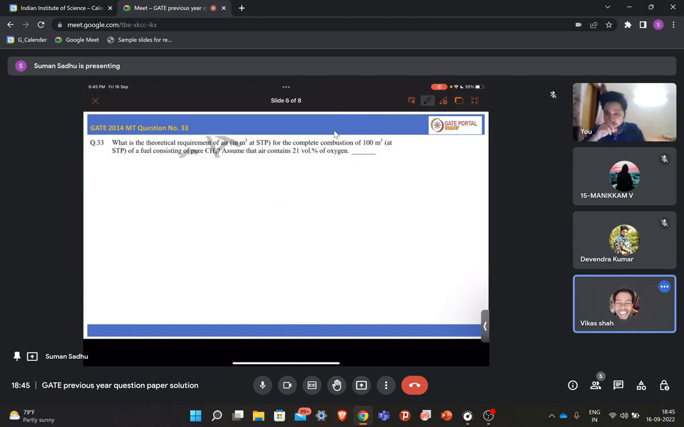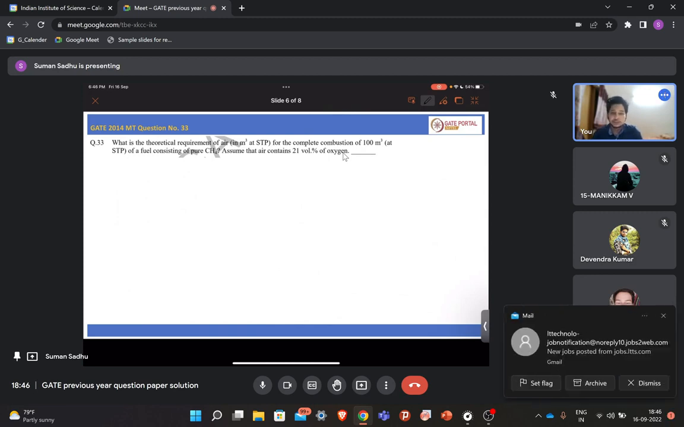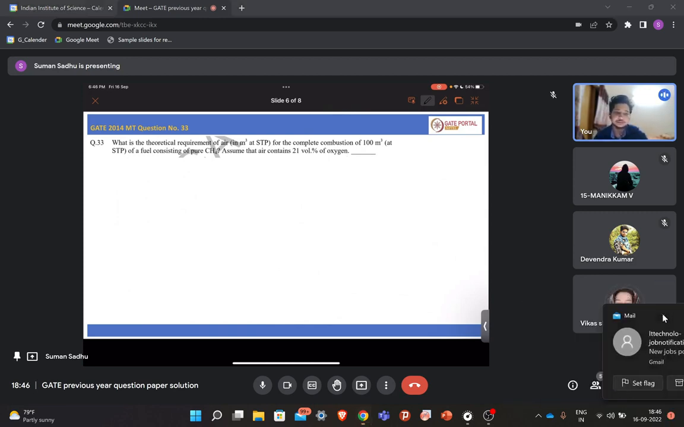Okay, so now this is question number 33 of GATE 2014 Metallurgical Engineering. The question is, what is the theoretical requirement of air in meter cube at standard temperature and pressure for the complete combustion of 100 meter cube at STP of a fuel consisting of pure methane, pure CH4? Assume that air contains 21 volume percent of oxygen. So anyone want to approach how to solve this question? This is a very simple question. You just have to write the equation, and then you have to do the mole balance. Then we can easily proceed with this.